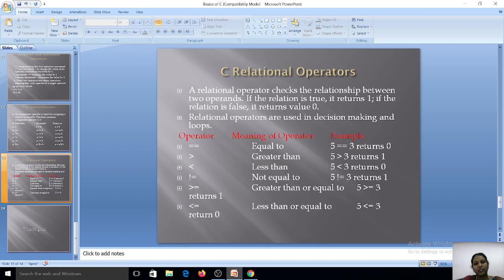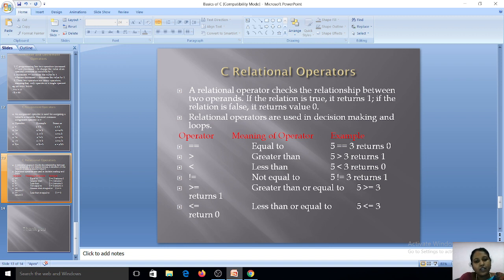We will see some examples of the relational operators. Double equal to is the equal to operator. For example, we check whether both variable values are the same or not. Here, 5 double equal to 3: our condition is false, so it returns the value 0. We have already said that if the relation is false, it returns 0.